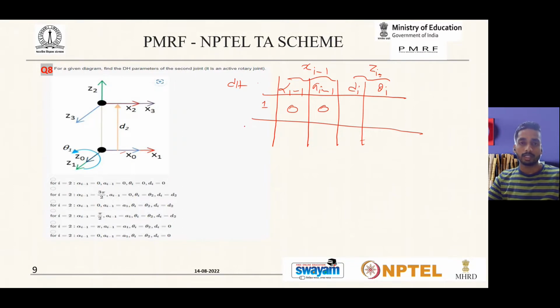Then we have d i, which gives the distance between x i and x i minus 1 along Z1. So this is the Z1 direction, and the difference between X0 and X1 is 0 because all are coinciding. So this is also 0, and this is a rotational joint, so this is theta 1.